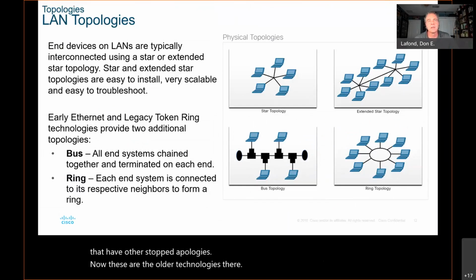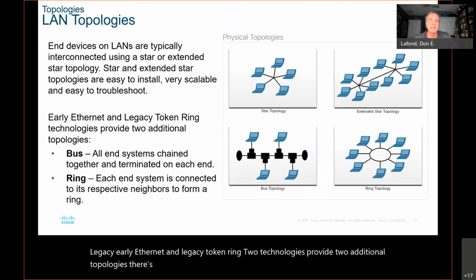Early Ethernet and legacy token ring technologies provide two additional topologies. There's bus. All end systems chain together and terminate on each end.